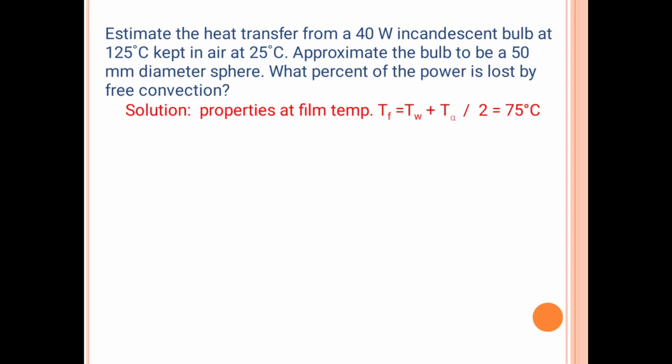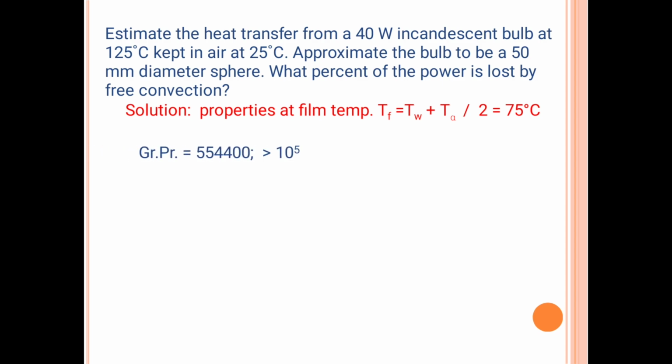Next problem. Estimate the heat transfer from a 40 watt bulb at 125 degrees Celsius kept in air at 25 degrees Celsius. Approximate the bulb to be a 50 mm diameter sphere. What percentage of power is lost by free convection? Same as in all the problems, we first find the film temperature, Tw plus T infinity by 2, depending upon the bulb temperature and air temperature. That is 125 plus 25 divided by 2, which is equal to 75 degrees Celsius.